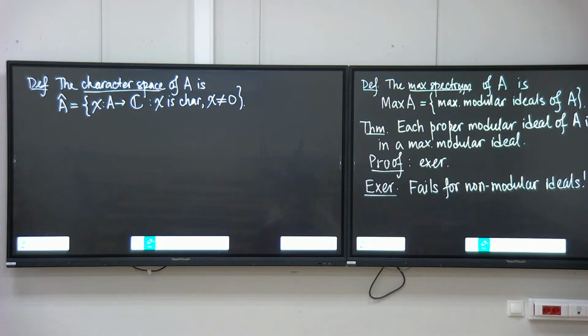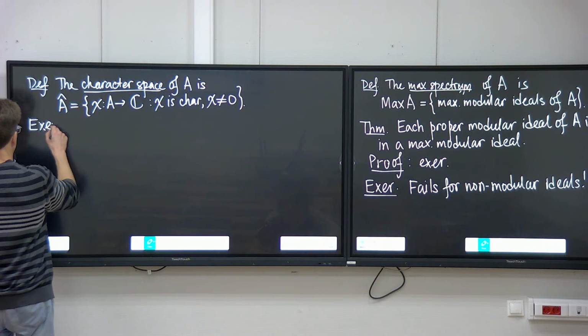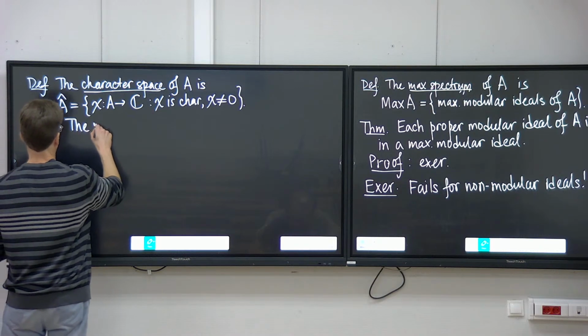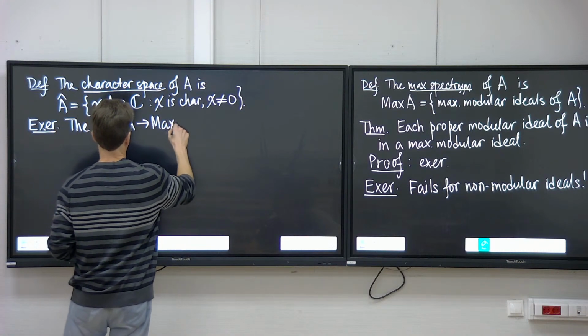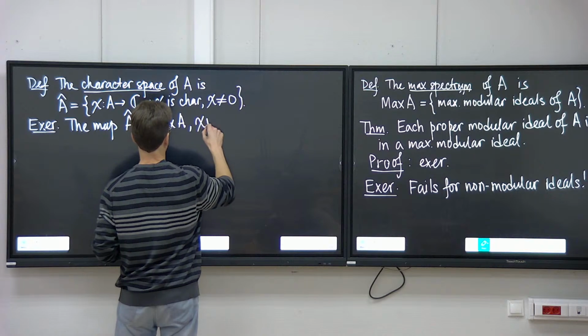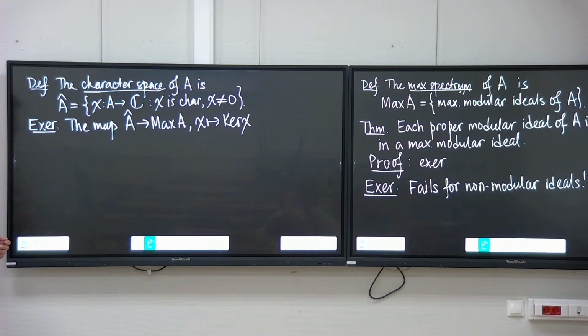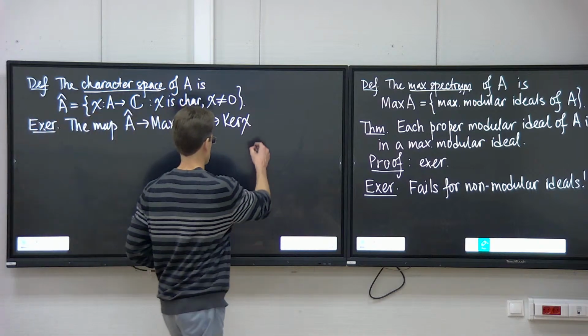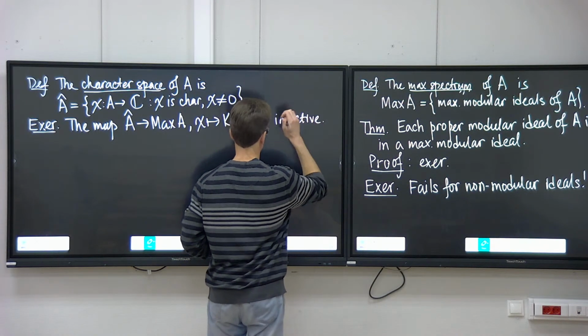And exactly as in the unital case, we have an injection of the character space into the maximal spectrum, the map from A hat to the maximal spectrum, which takes every non-zero character to its kernel. We have already observed that the kernel of a character is a maximal modular ideal. It is modular, and it is maximal just because it has codimension 1. And this map is injective. This is a simple exercise for you.